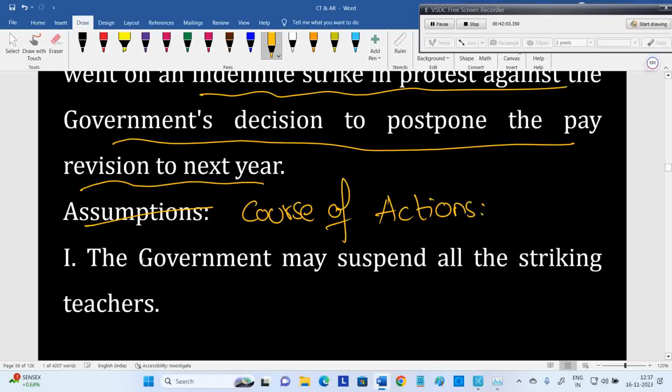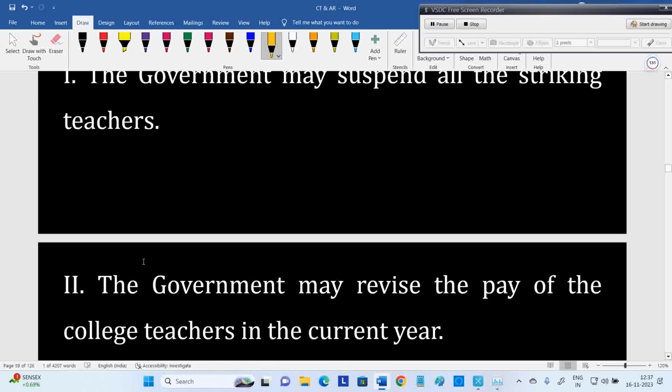Now, the government may suspend all the striking teachers. The government may revise the pay of the college teachers in the current year. If this is statements and assumptions, then the second one will be true. Why? Because they want to go on strike as they postponed the salary increase to next year. The positive response they are expecting is that the government will increase the salary in the current year only. If it is statements and assumptions, the second one is okay.